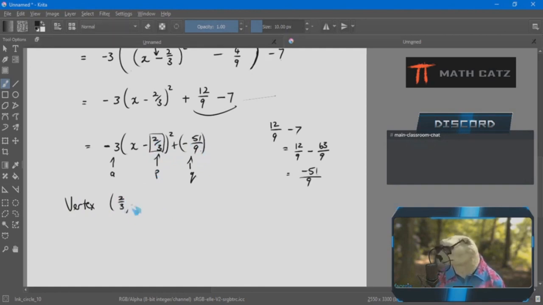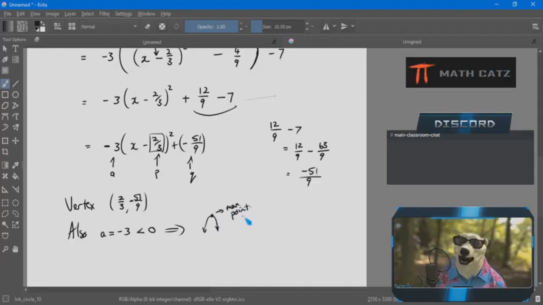So the vertex is 2/3 and -51 over 9. And obviously, with these unpleasant fractions, we don't want to bother graphing something like this. It'll be too time consuming. And I can see my A is -3, which is negative, which means in the sequence of transformations, I am going to flip my parabola and create a maximum point and all those things. All those things are fairly easy if I have the standard form, regardless of the unpleasant fractions.